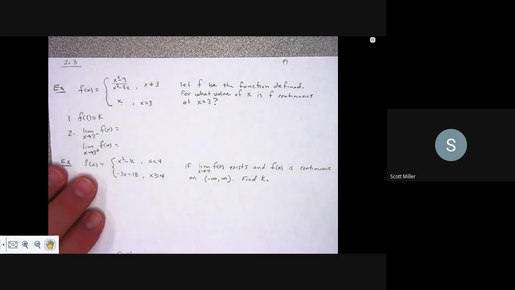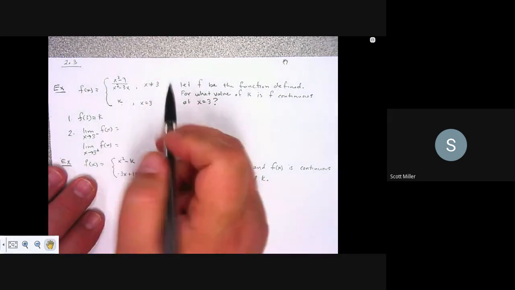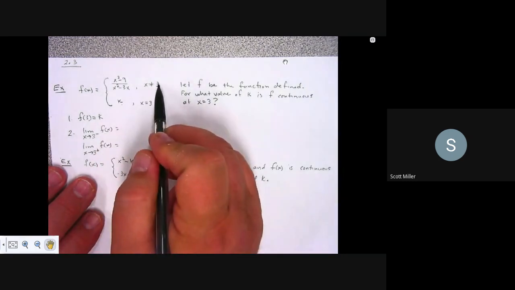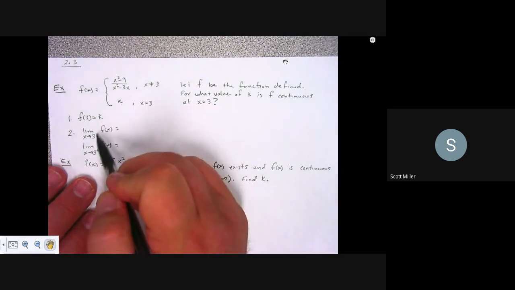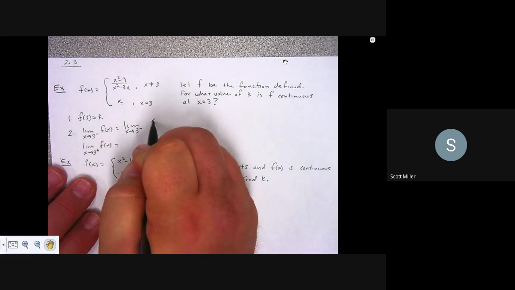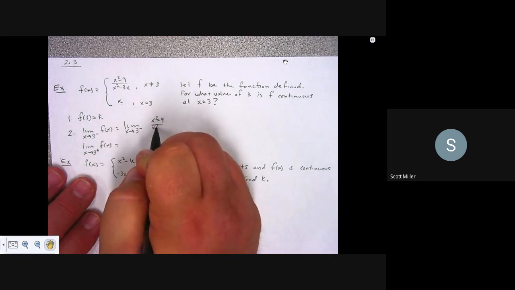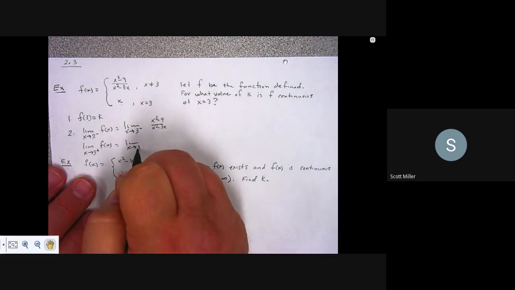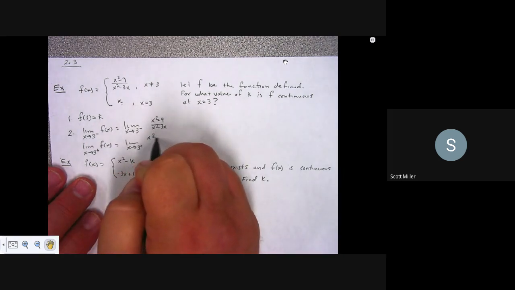Well, in both cases, it's this piece right here for everything that's not 3. So whether I approach 3 from the left or from the right, it's going to be this function right here. So that is what we're going to write: the limit as x approaches 3 from the left of (x squared minus 9) over (x squared minus 3x). And this is the limit as x approaches 3 from the right of the same function.